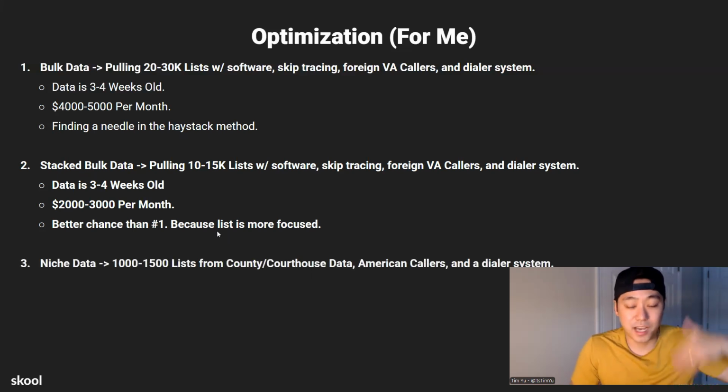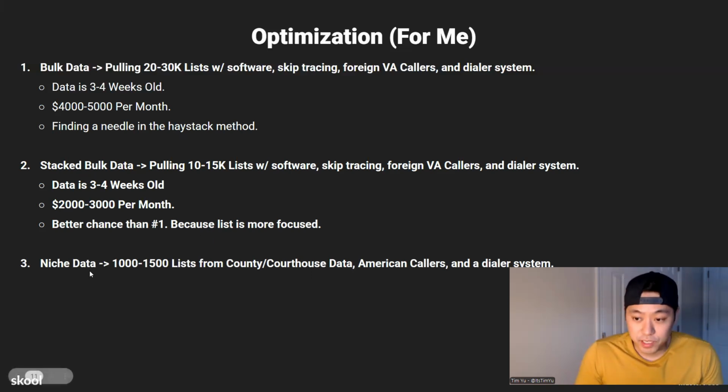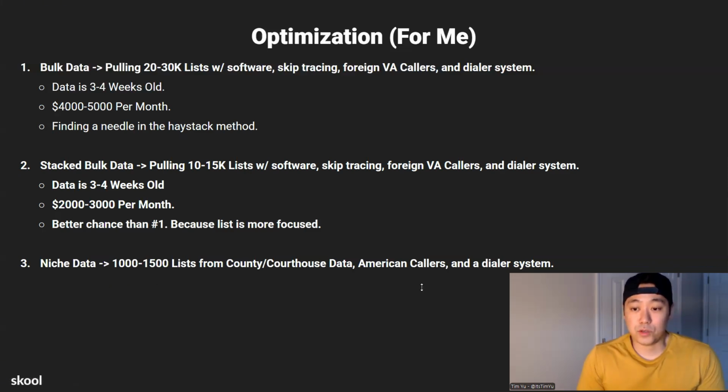This is the top tier of cold calling. This is what some of the biggest players in the industry are doing. We use very niche data, and niche means courthouse county record data. We only have about 1,000 to 1,500 records per month. So think about how different that is. That is literally less than 10% of the original bulk data list that you guys are calling. We use an American caller and we use a dialer system as well because it's still 1,000 records.